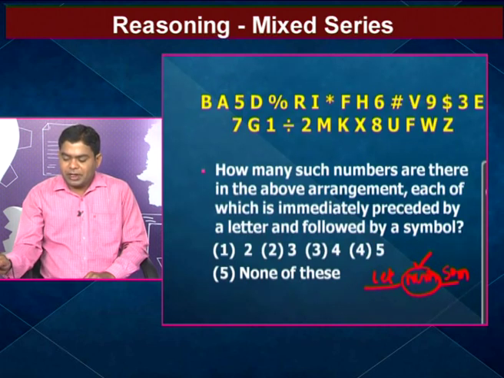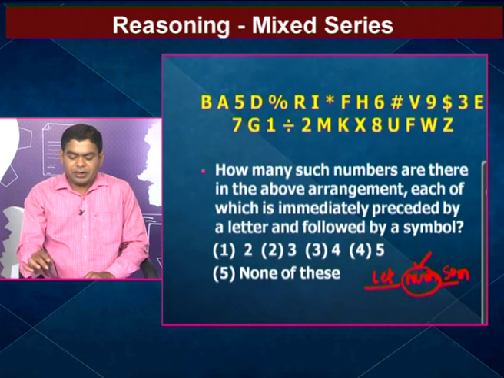So after that we go to the next number, that one is 3. Here the left side is a symbol, that means not satisfied. After that we go to the next one, that one is 7. Here the left side is a letter but the right side is not a symbol. After that we go to the next one, that one is 1. Here the left side is G, the right side is a symbol. That means 1 is satisfied.